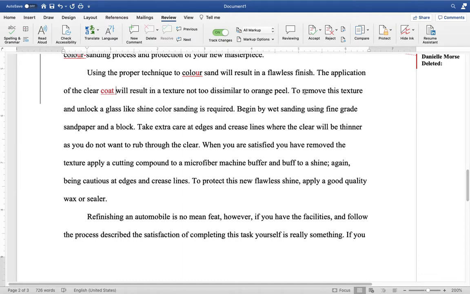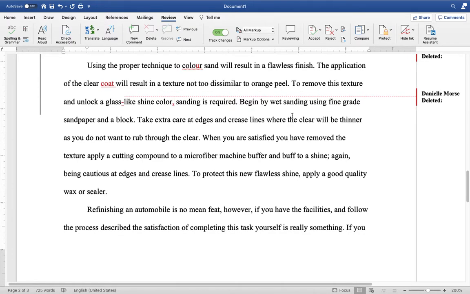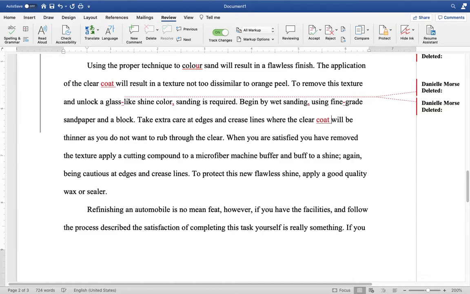Yep, I know exactly what you're talking about. To remove this texture and unlock a glass-like, that gets a hyphen, glass-like shine, comma, color sanding is required. Begin by wet sanding, comma, ing verb, using fine-grade, you're making me use a lot of hyphens here, fine-grade sandpaper and a block. Take extra care at edges and crease lines where the, I'm sorry, I'm going to keep saying clear coat, will be thinner, as you do not want to rub through the clear coat.